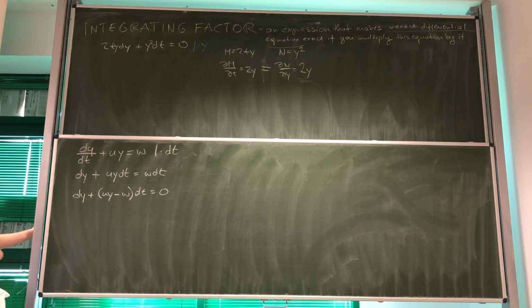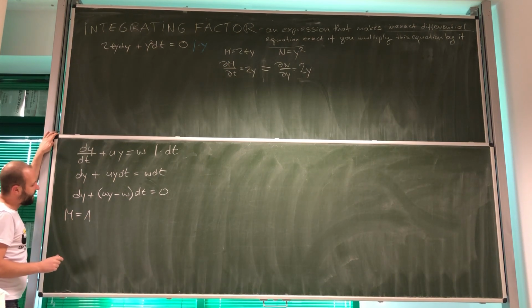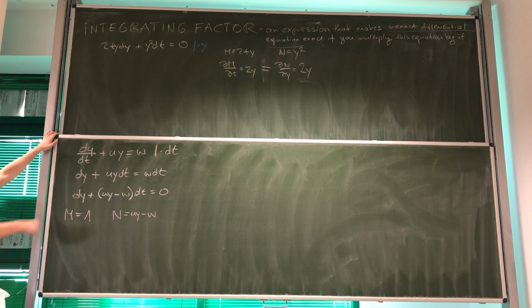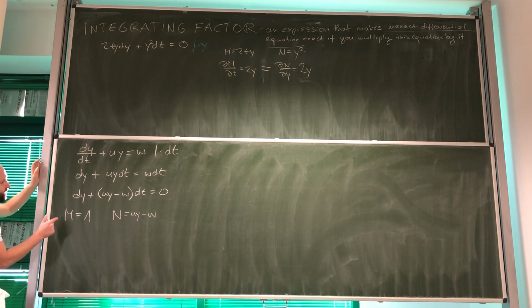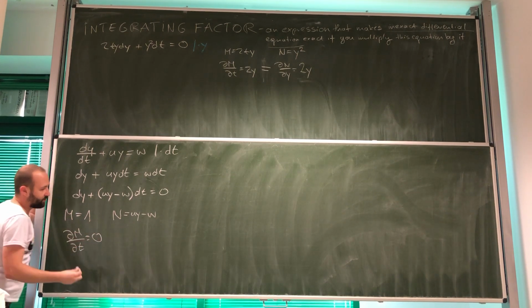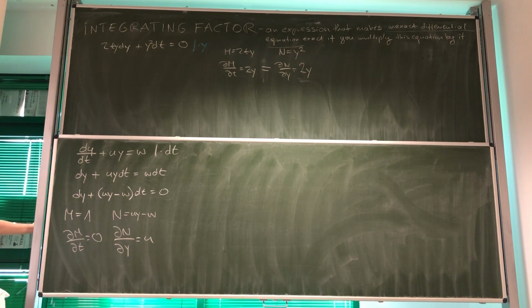Okay, so because we just took the equation that we know and we just transform it into the form that we know, we can perform the test. Because look, now our m, oh, it's very simple, it's 1, and our n is equal to uy minus w. And look, even by looking at those two, I hope we can immediately see that this is not an exact equation, right? Because look, if I'm gonna differentiate this with respect to t, I'm gonna get zero. And if I'm gonna differentiate this with respect to y, I'm gonna get u. Well, this will not work.